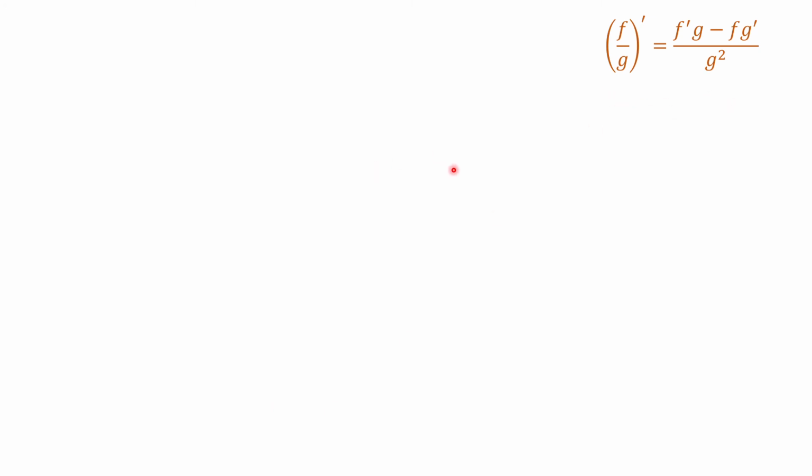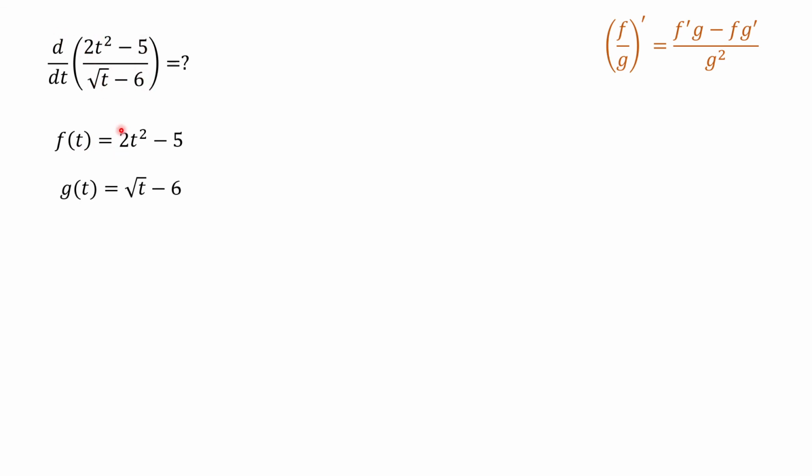And now let's do a simple example. We want to calculate the derivative of this function. It's easy to see that it's a ratio of two functions. We can take f equal to our numerator, and we can take g as our denominator. Now we can take the derivatives. f prime will be 4t. g prime will be 1 over 2 square root of t.